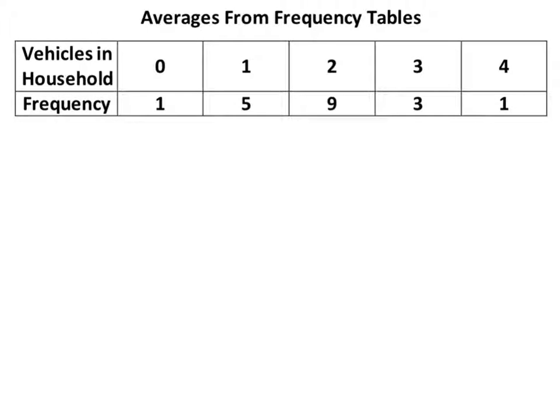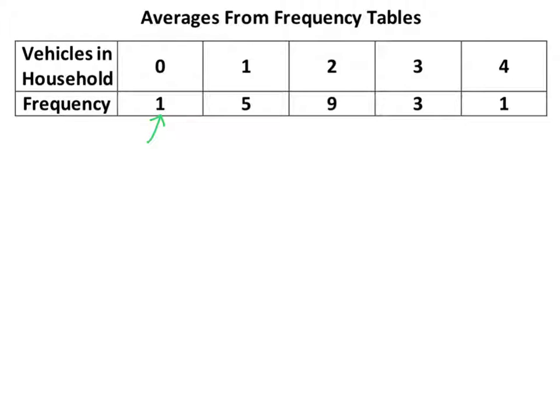Right, so we're looking at averages from frequency tables, and this is a frequency table on the number of vehicles households own. What this means is that one household has 0 vehicles, 5 households have 1 vehicle, 9 households have 2 vehicles, etc. So what you've got to remember is if this was listed out, there would be 1 0, 5 1s, 9 2s, 3 3s and 1 4.